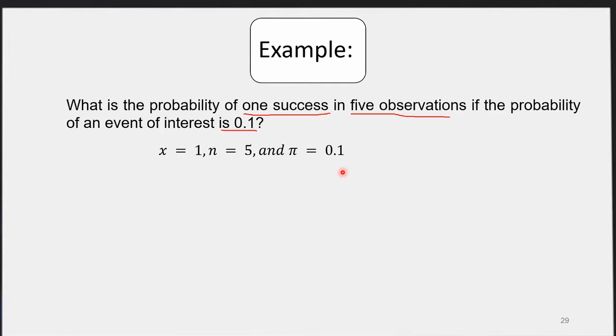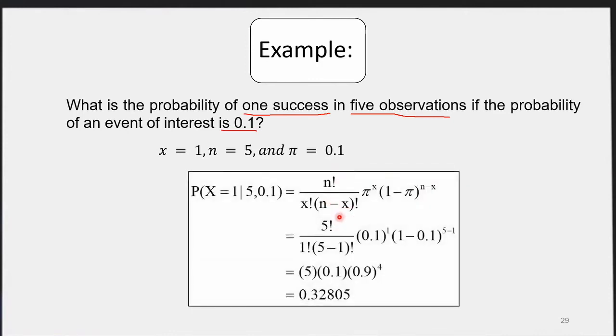Now we simply substitute these numbers into the probability distribution equation, and we get the answer 0.32805. So n is 5, so 5 factorial, x is 1, 1 factorial, 1 factorial is 1, and here you get 5 minus 1 is 4 factorial, and so when you calculate this part, you are remaining with 5, right? Because 4 factorial cancels off, here you get 5 times 4 factorial, and here it is 0.1, which is the probability of an event of interest, which is one success. So the question asks only for the probability of one success times the probability of the event of interest not occurring, which is 1 minus 0.1, 0.9 to the power of 5 minus 1. So that is how you get 0.32805.